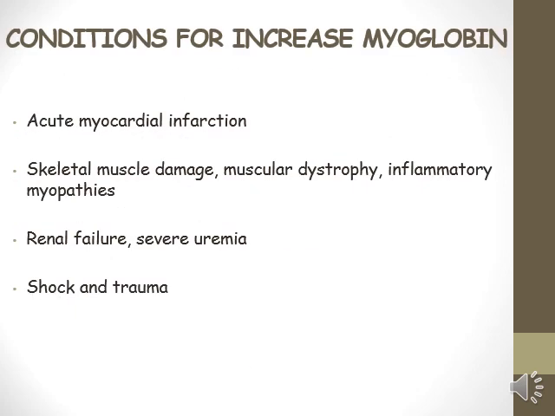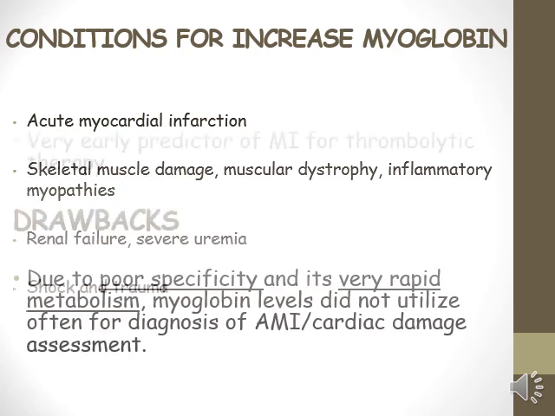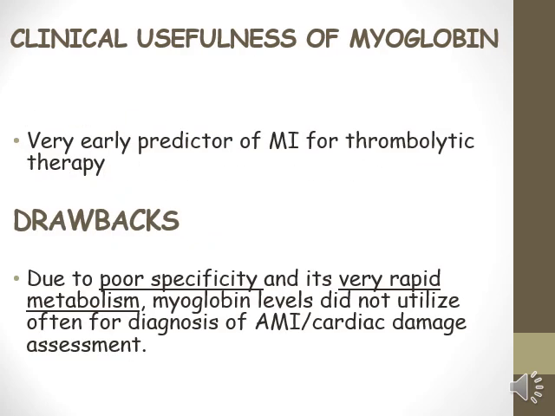Conditions for increase in myoglobin: acute myocardial infarction, skeletal muscle damage such as muscular dystrophy, inflammation, myopathy, renal failure, severe uremia, and shock. The usefulness of serum myoglobin assay is that it is a very early predictor of myocardial infarction used for thrombolytic therapy.